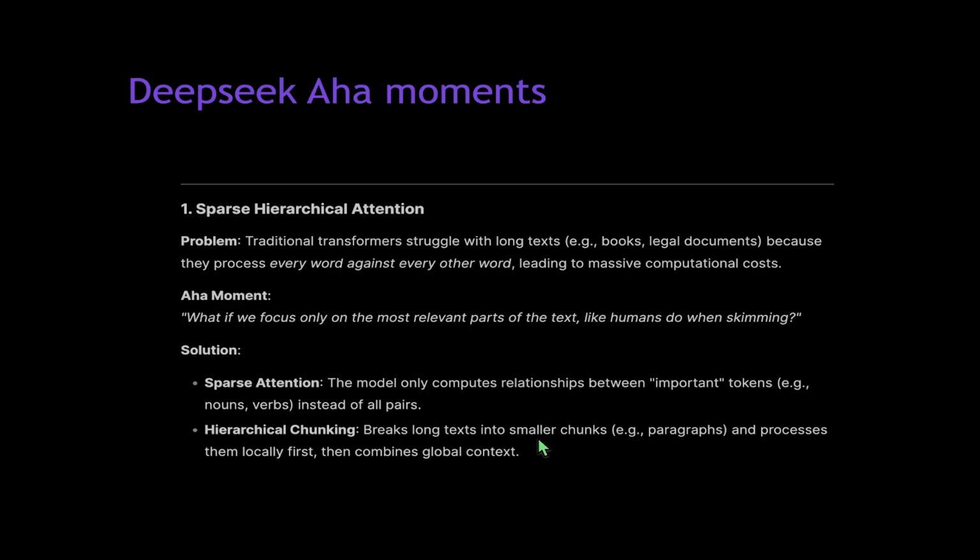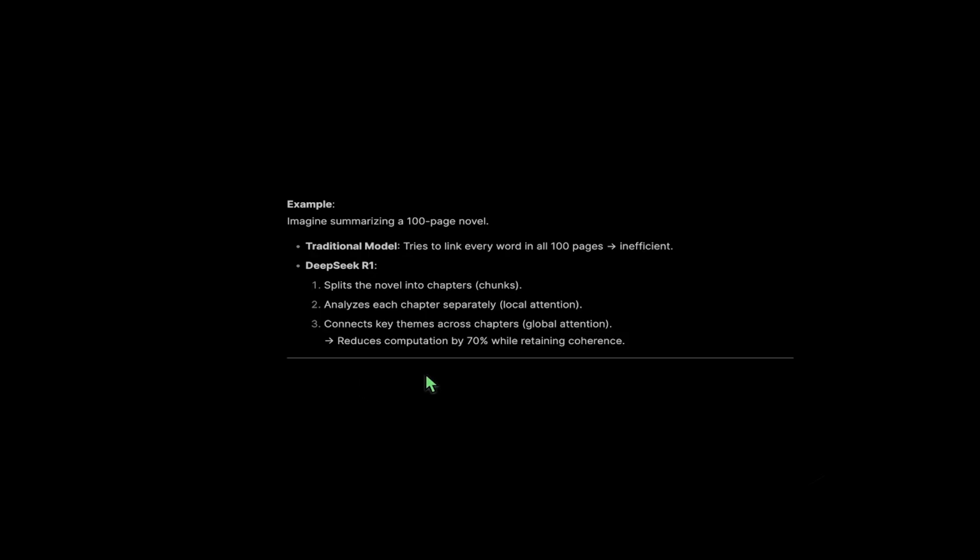Another important concept introduced was hierarchical chunking. Instead of processing an entire long document at once, DeepSeek divides it into smaller, manageable sections. Each section is processed individually to capture its local meaning, and then the model combines these results to understand the global context. For example, imagine summarizing a 100-page novel.